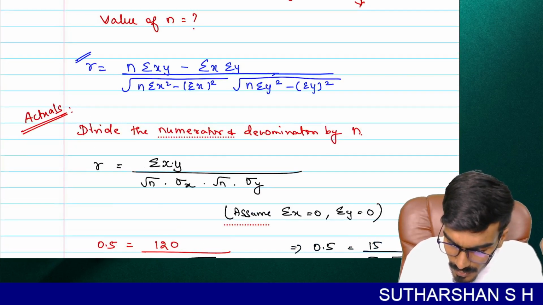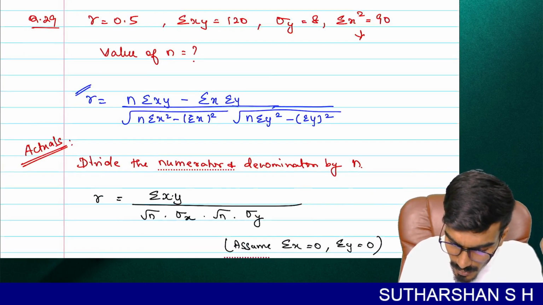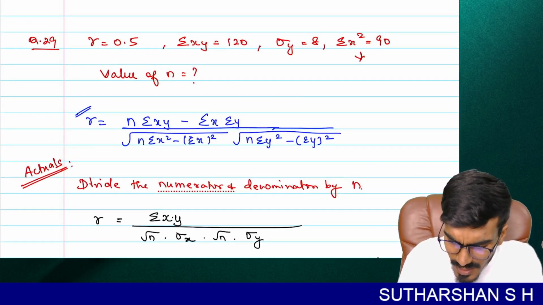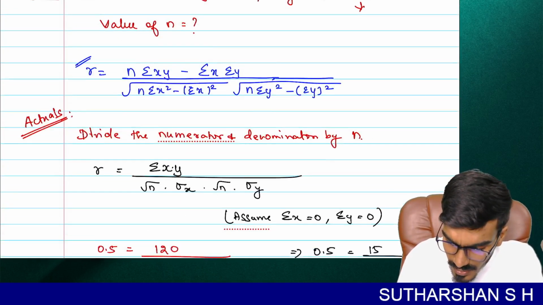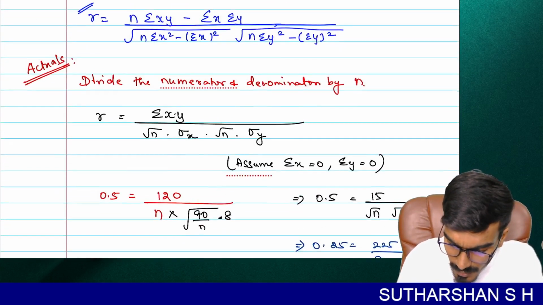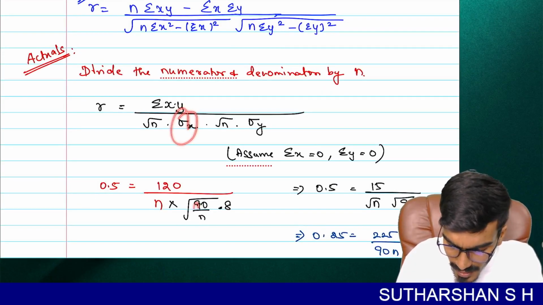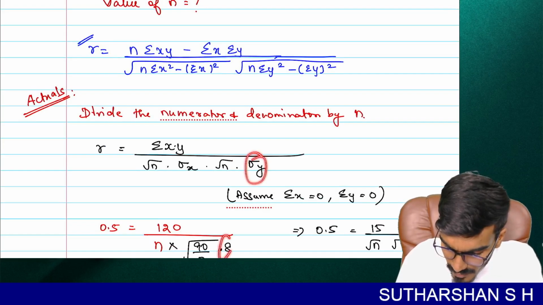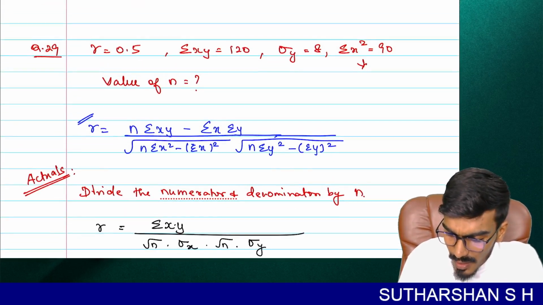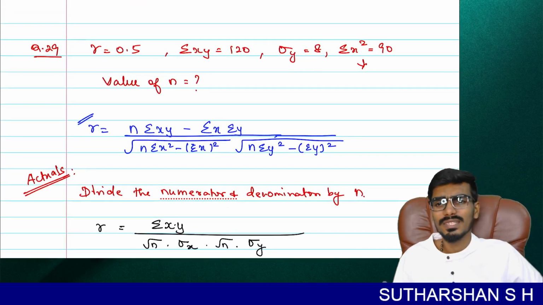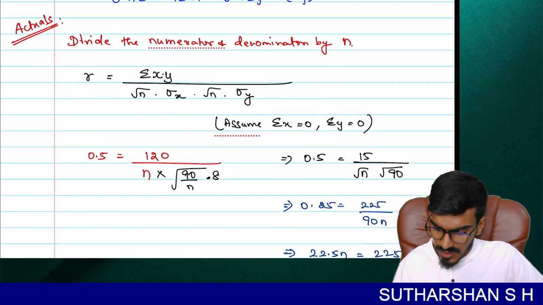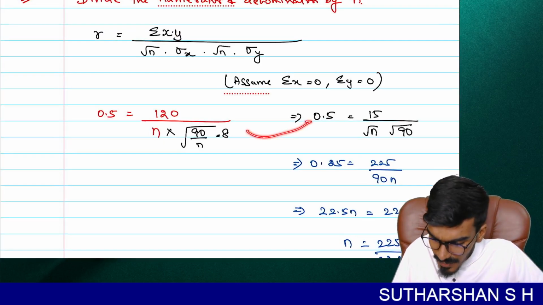Summation xy value, they are given summation xy value is 120. We put 120. N we keep this, and summation x we need. So for that we will write summation x as 90 by n. Okay, 90 by n, and then summation y they are given 8. Root of 90 by n, how the root of 90 by n? What is the standard deviation formula? We have just derived it. Okay, the next thing is this can be substituted.